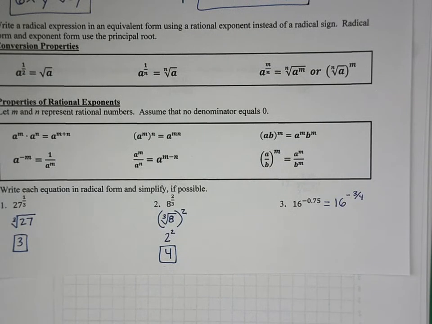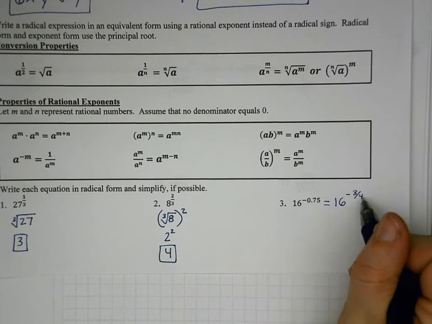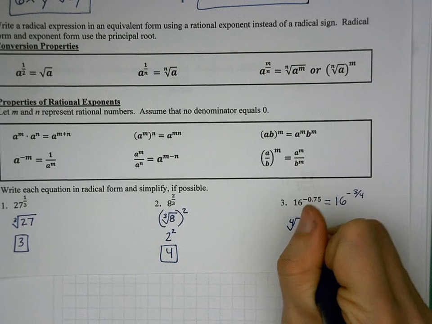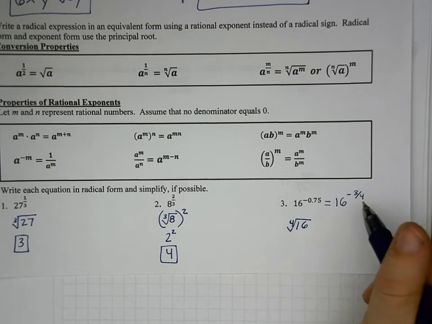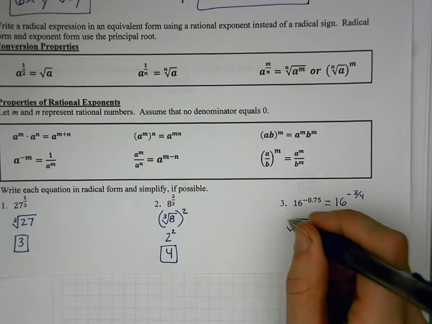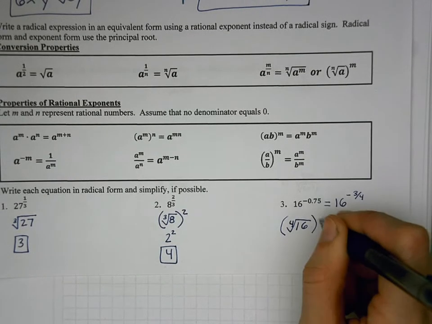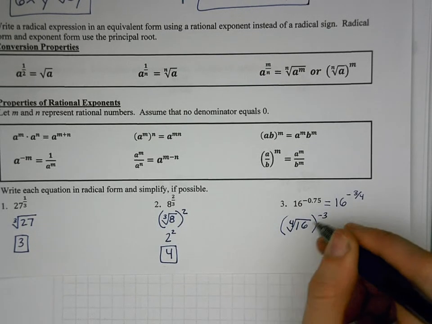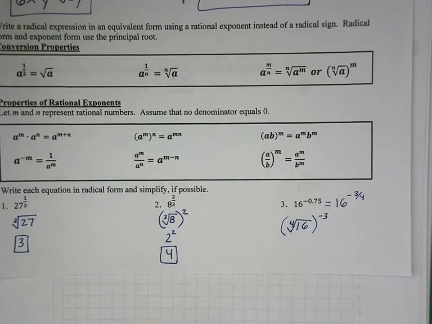Okay, so rewriting, we have our fraction denominator for my index, so this would be the 4th root of 16. And then again, you can cube initially or after the fact, whichever one you prefer. I'm going to do it after the fact, because I don't want to figure out what 16 cubed is. I know 16 squared, but I don't know what 16 cubed is. So I'm going to 4th root it first, because that's going to make my number smaller, and then I can cube a small number.